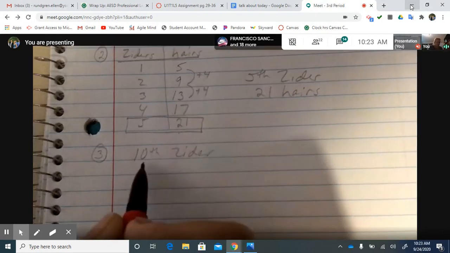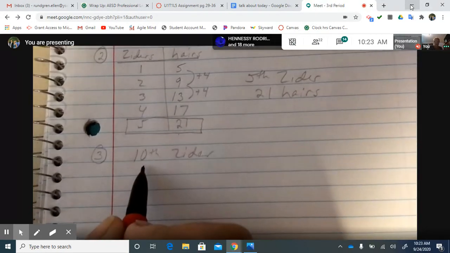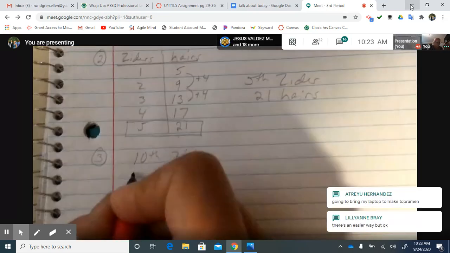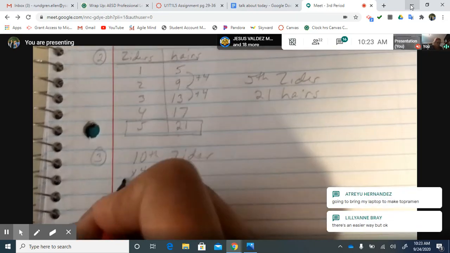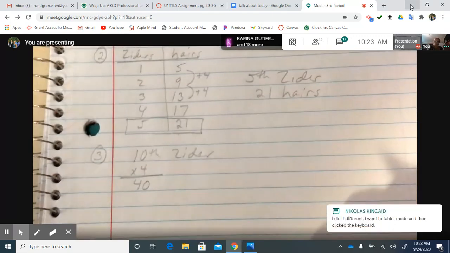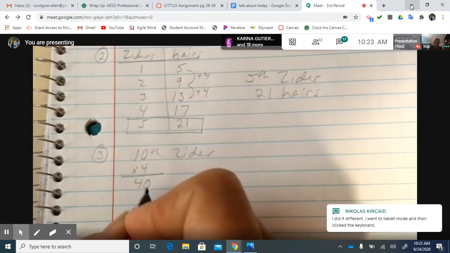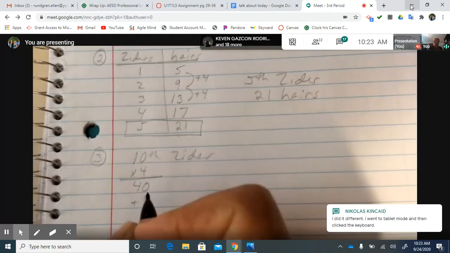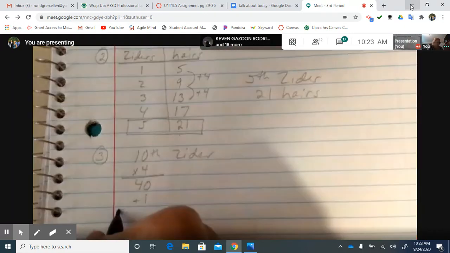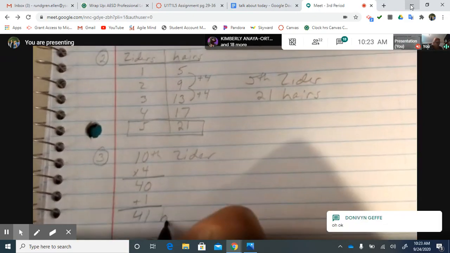So if we want to get to the 10th Zyder, and it's increasing by 4 each time, we can multiply by 4. We're at 40 hairs. And then add on that extra hair from the very first month, and we'll be at 41 hairs.